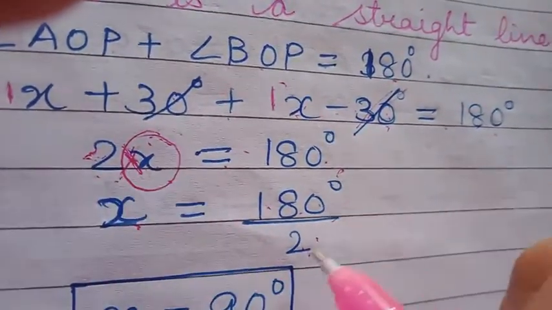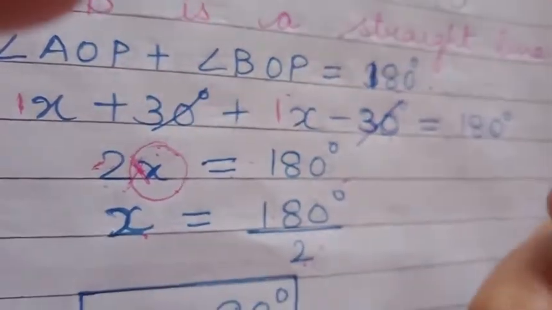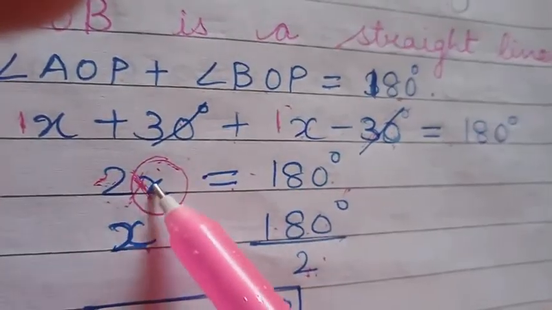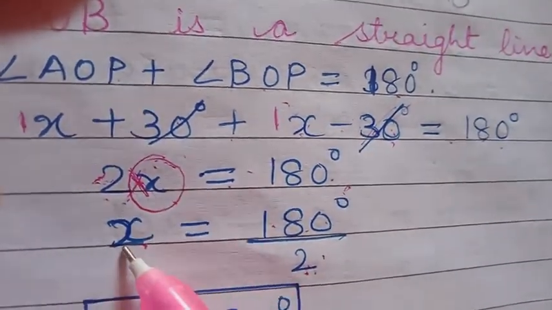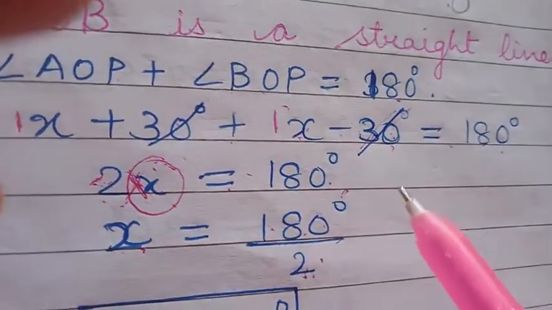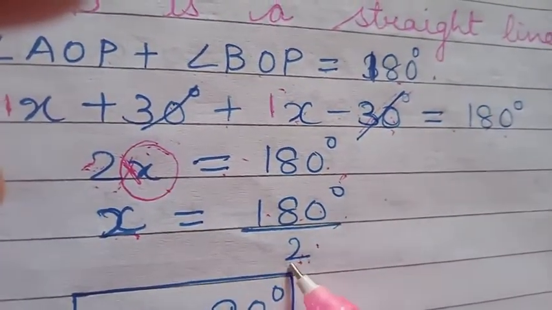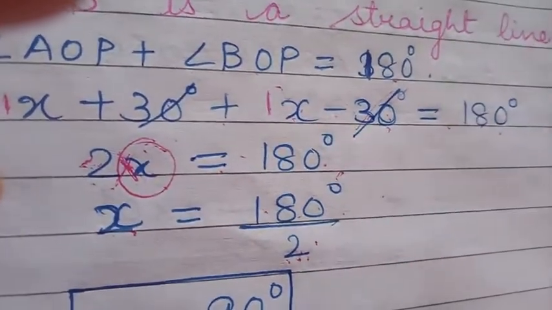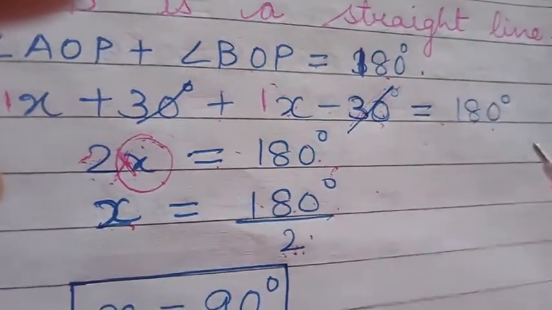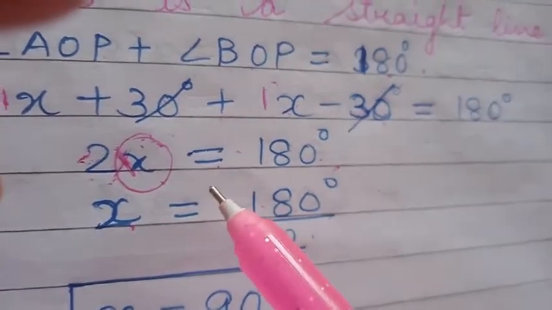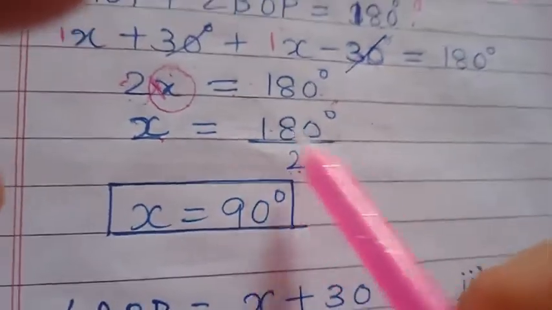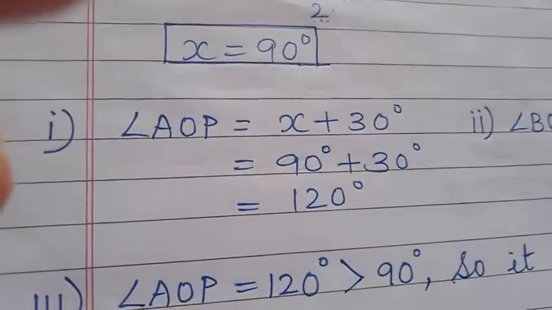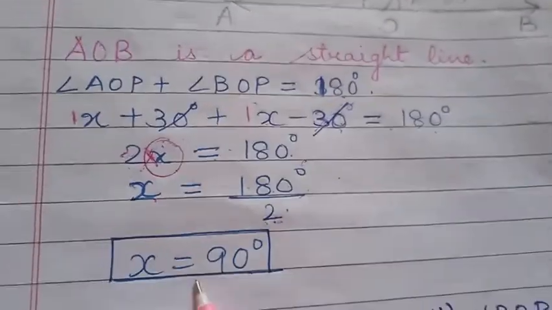Just as plus became minus and minus became plus during transposition, similarly 2 multiplied by x, with x kept here, when 2 is transposed to the RHS it gets divided, because here is multiplication. Multiplication becomes division, division becomes multiplication when we are transposing. So 180 degrees upon 2 is 90 degrees. So the value of x we have got: value of x is 90 degrees.